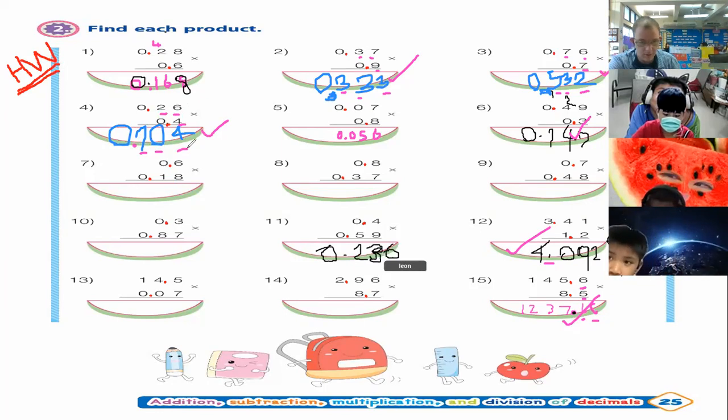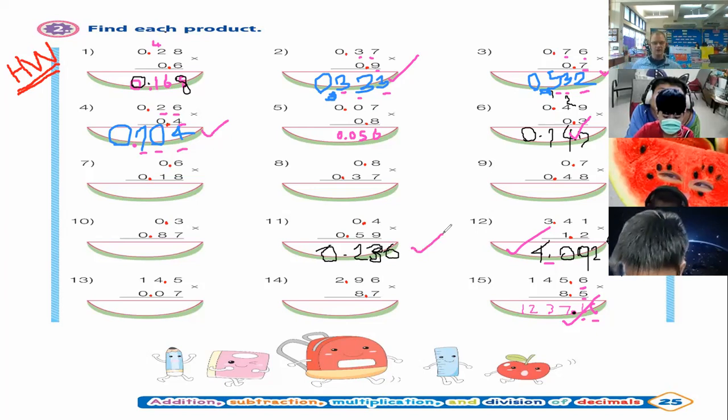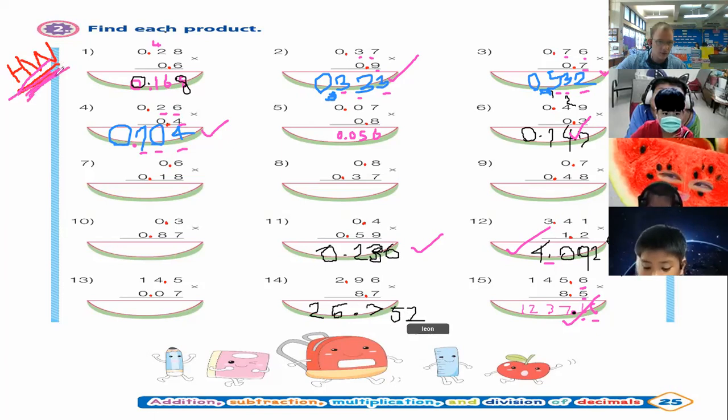We have 1 minute left. So let's see one more answer. 0.236, also correct. Excellent. So far, so good, you guys. The rest of the work you can complete in your books. Please send it to the line group as well when you're finished. I want to keep score. 2.96 times 8.7, calculated, it's 25.752. That is correct, yes.